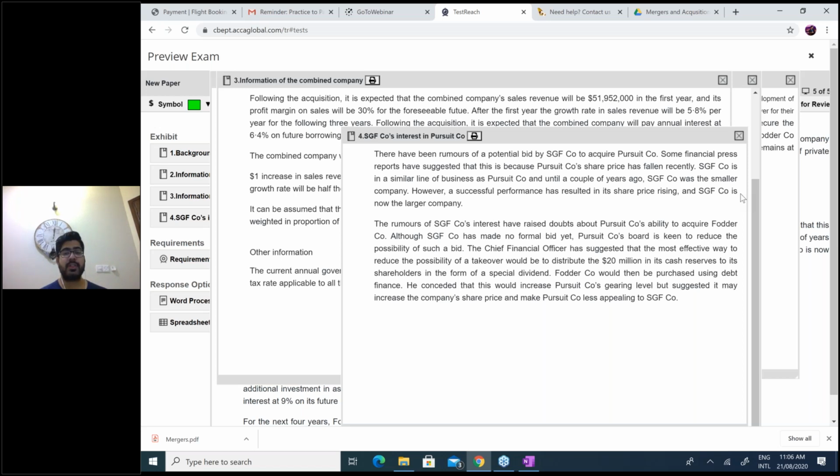Fodder would then be purchased using debt finance. He conceded this would increase Pursuit's gearing, but suggested it may increase the company's share price and make Pursuit less appealing to SGF. So in short, the CFO wants to distribute the 20 million reserves as a dividend so that the share price goes up and SGF is unable to acquire it. Okay, so all 4 exhibits are complete now.